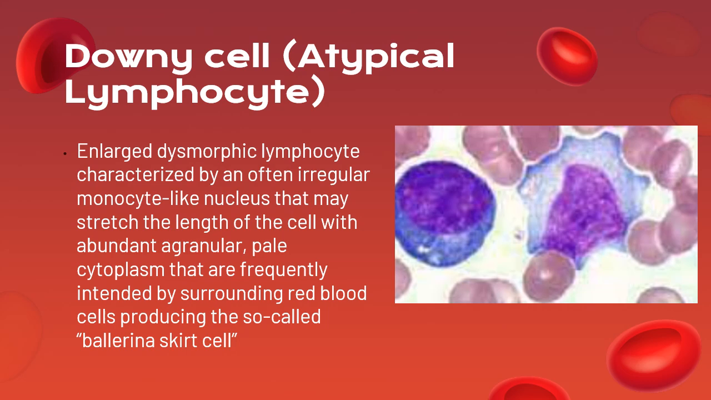Downy cell or atypical lymphocyte. So they are enlarged dysmorphic lymphocytes characterized by an often irregular monocyte-like nucleus that may stretch the length of the cell, with abundant agranular, pale cytoplasm that is frequently indented by surrounding red blood cells, producing the so-called ballerina skirt cell. Okay? So, Downy cell, atypical lymphocyte, and reactive lymphocyte are just one and the same. They are synonyms, just different terms.